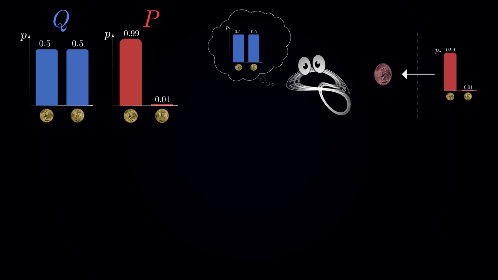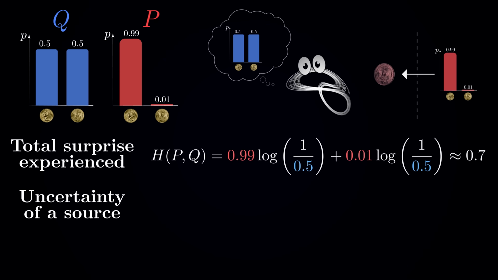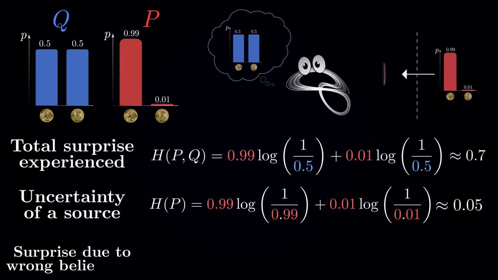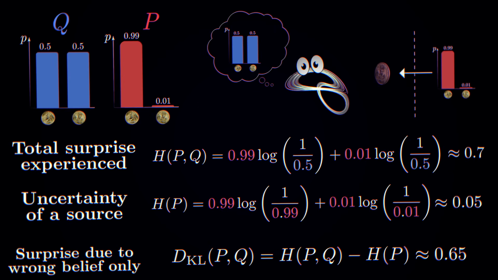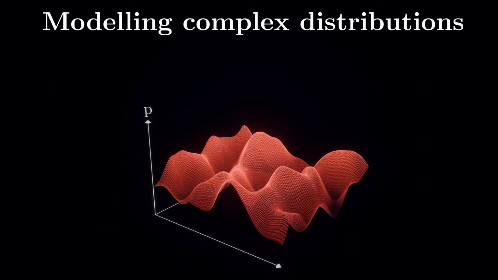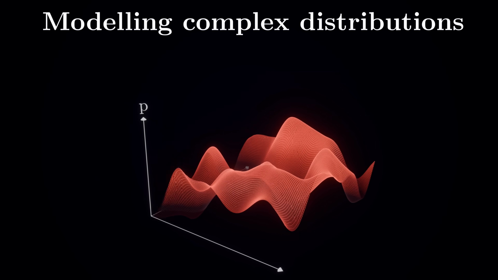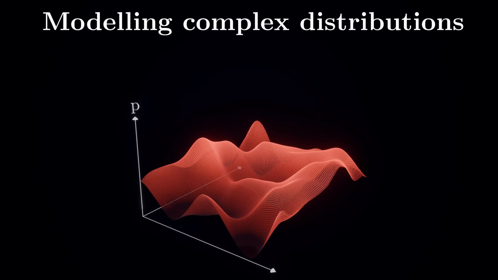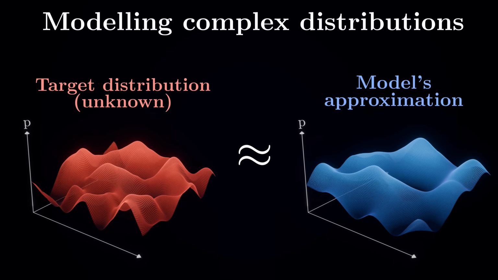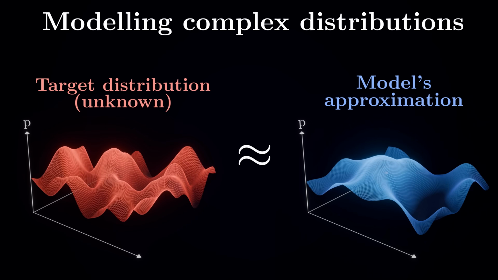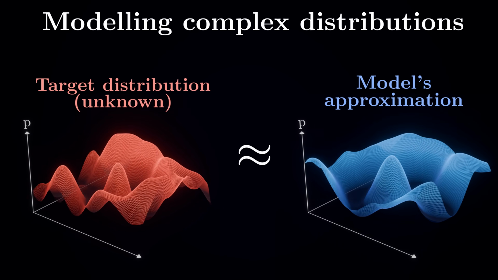In our coin analogy, it is like isolating the surprise caused by believing in the wrong model, separate from the surprise caused by the coin flip itself. But why might we need to measure this discrepancy in the first place? Well, the ultimate goal of building and training many machine learning systems is to construct a good approximation, a model of the underlying probability distribution of some data, to later use it for prediction or sampling.